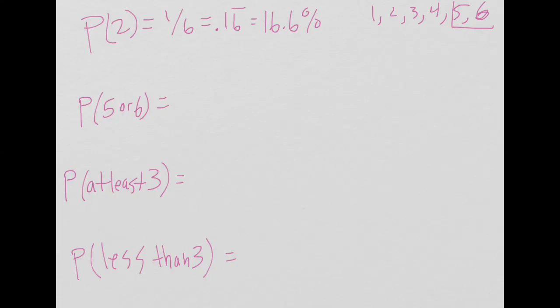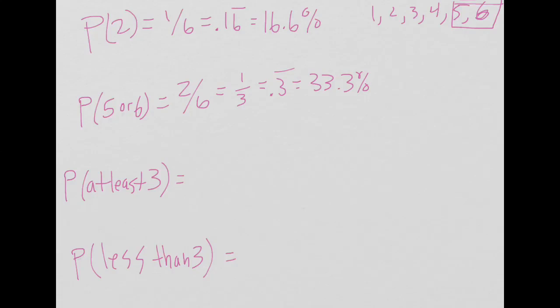Question 1b, probability of a 5 or a 6. Now we're saying either of these two options would be considered a success. So now we have 2 out of 6 potential ways to win. So our probability, if we reduce that fraction, is 1/3. Or again, if you write it as a decimal, 0.3 repeating. Or as a percent, 33.3%, right in that area there.